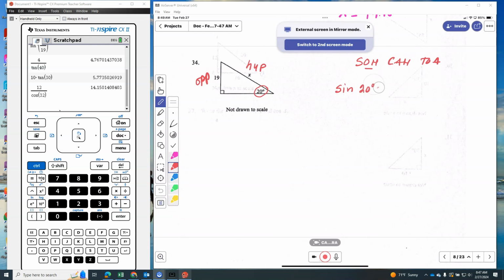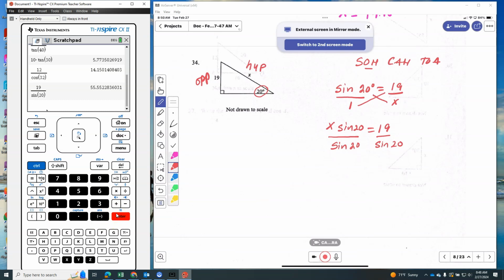Sine of 20 degrees. The opposite is 19. The hypotenuse is x. So I'm going to go ahead and write a 1 underneath sine of 20. And what I'm going to do is multiply across. So 1 times 19 is 19. And x times the sine of 20 is x times the sine of 20. So we want to isolate x, so since we're multiplying, we're going to divide by sine of 20. So go to your calculator. So you have 19 divided by sine of 20. In this case, it's 55.55.